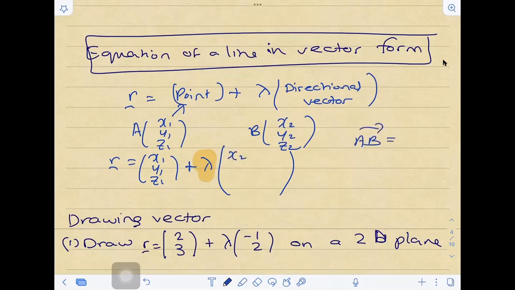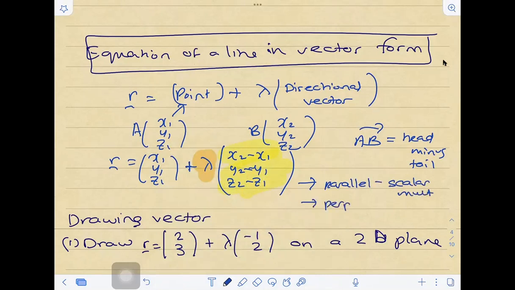To do A, B, you have to do head minus tail. So x2 minus x1, y2 minus y1, z2 minus z1. And that will give you the directional vector. That's the one you look at if you're looking at things that are parallel. If two lines are parallel, then they are scalar multiples.